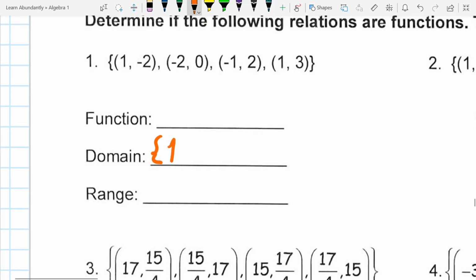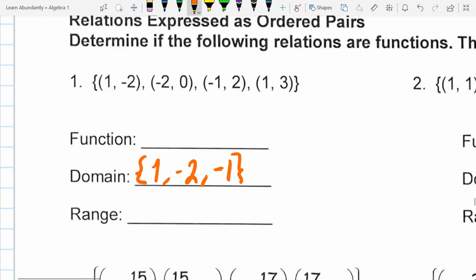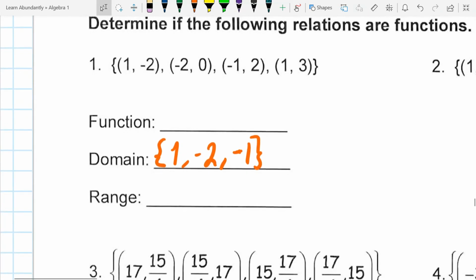We have 1, -2, -1, and 1 again. But just like when we're doing a mapping, we do not include repeats when we write the domain. So we can leave it just like that. It's okay if it's not in order. Some people out of habit always put it in order just like they would for mapping, but that's okay. The range in this one, it's going to be all the y coordinates. So it's going to be -2, 0, 2, and 3.